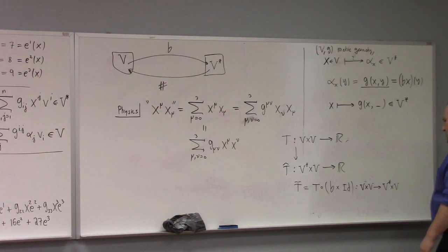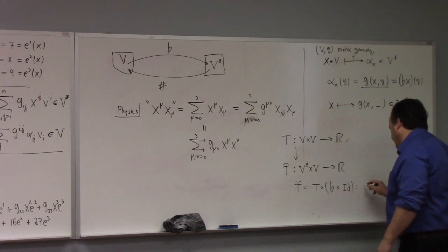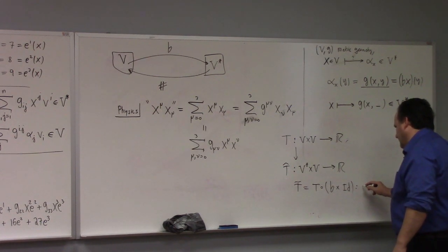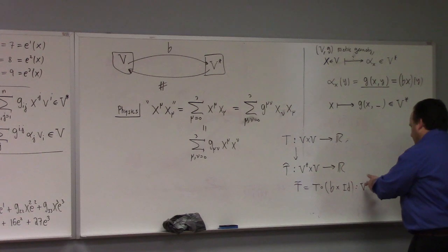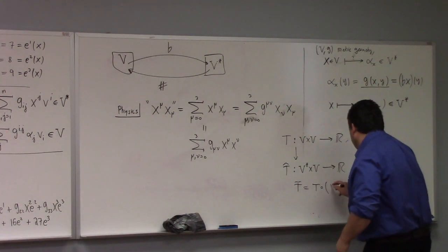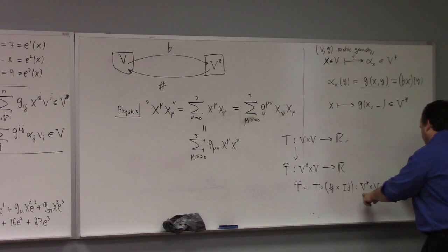Wait, I'm sorry, guys. Yeah, that's what I wanted. What did I want? Thank you. So maybe I've got the wrong map, because I want to convert that. I need the sharp, right? So sharp converts V dual to V, and then of course this I already am given. So this is the t map.